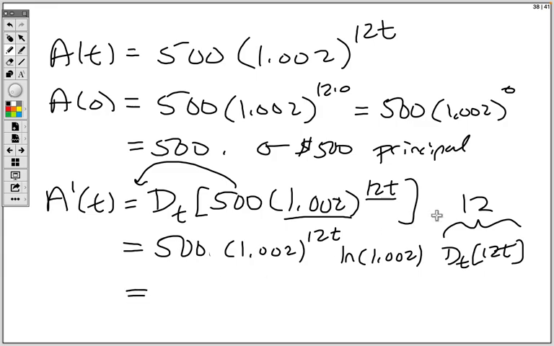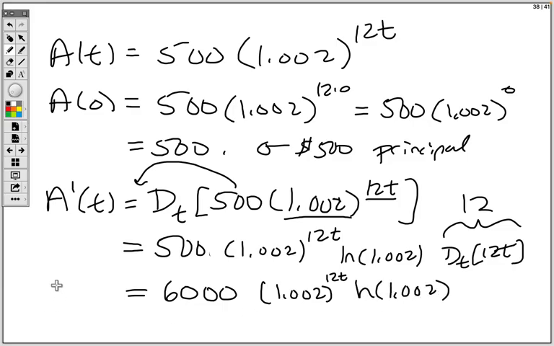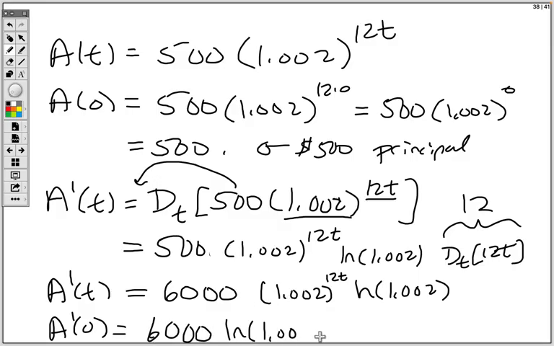So if I wished, I could migrate that 12 up front. 500 times 12 is 6,000, so that would be 6,000 times 1.002 to the 12t power times the natural log of 1.002. That would be A prime of t. And A prime of 0, everywhere I see a t, I plug in a 0. The 1.002 to the 0 power is going to be 1, and I get 6,000 natural log of 1.002.